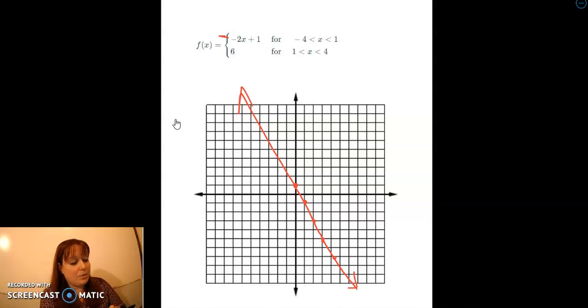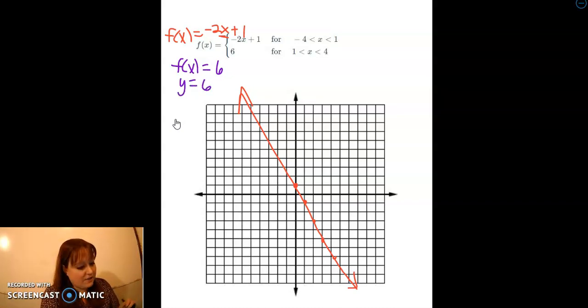And then the purple one, it says 6. What does that mean? Well, remember, this is the same as f of x equals 6 and f of x equals -2x plus 1. This is just written where the f of x is out there. So really f of x equals 6. Remember, f of x is just another fancy name for y. So this is just y equals 6. So we can graph that line, right? 1, 2, 3, 4, 5, 6. So it's this line right here.